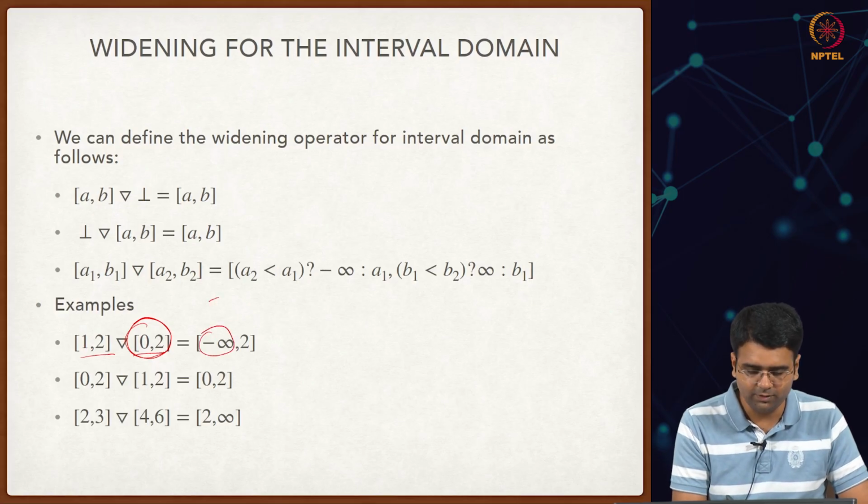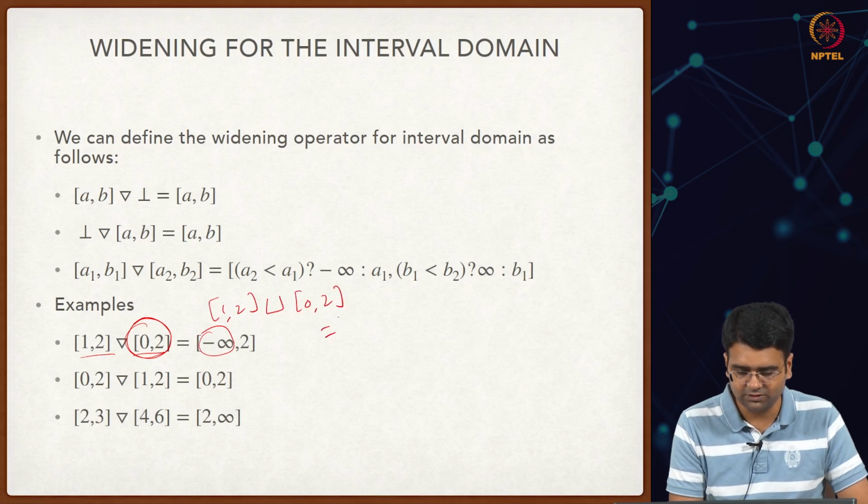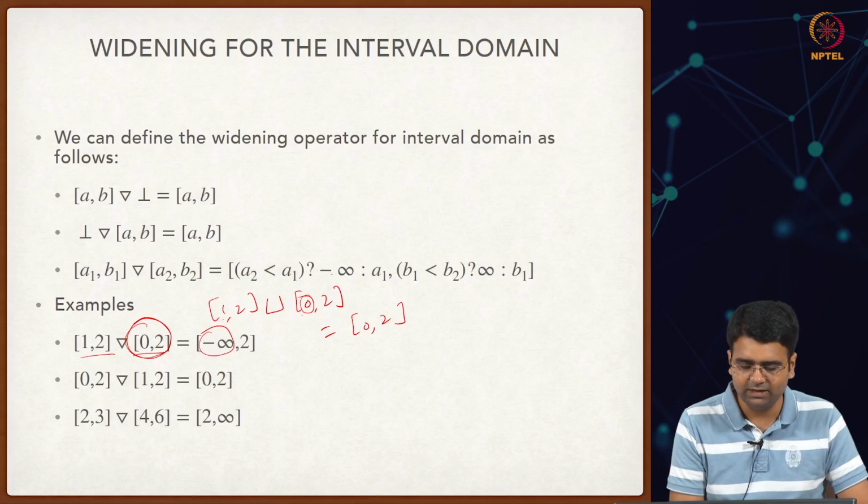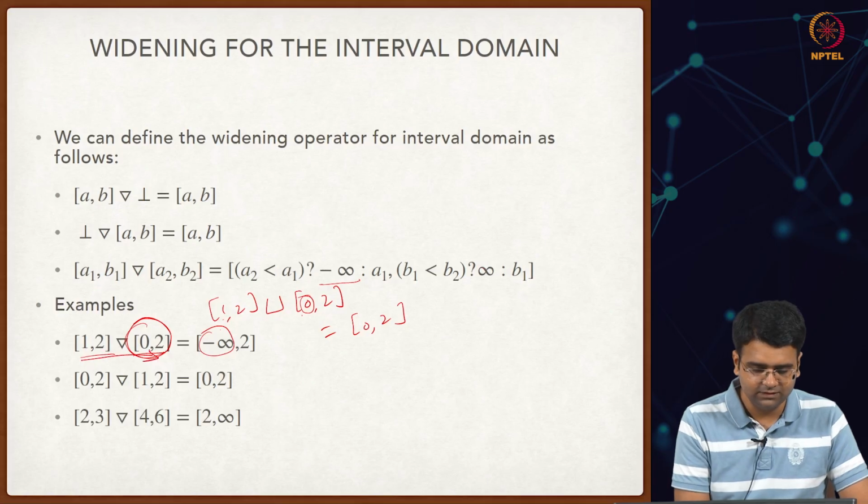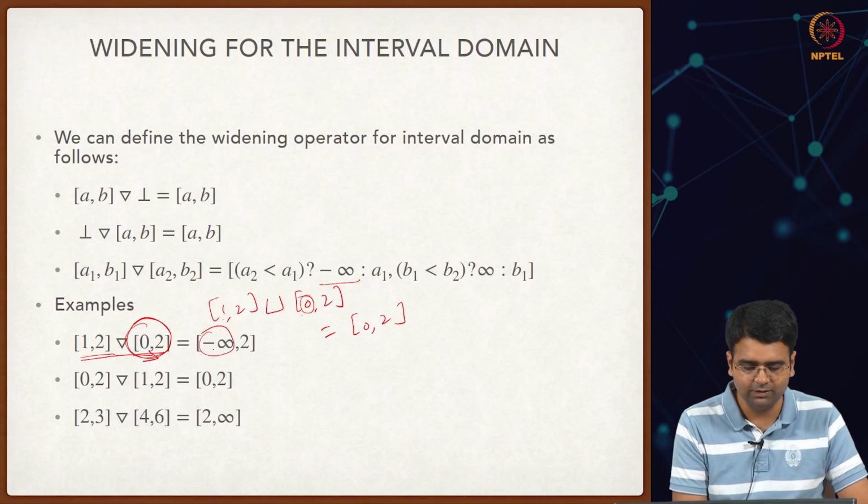So if you for a moment think about the join, the 1 2 interval joined with the 0 2 interval, here you would just take the minimum of the lower limits, so you will get 0, and the maximum of the upper limits, so you will get 2 itself. But now in the widening operator, as soon as the lower limit goes down, you just make the lower limit equal to minus infinity. Similarly, as soon as the upper limit goes higher, you just make the upper limit plus infinity, okay. So for example, for 1 2 and 0 2, as you look at the second operand, the lower limit has decreased, therefore you just make the lower limit minus infinity.